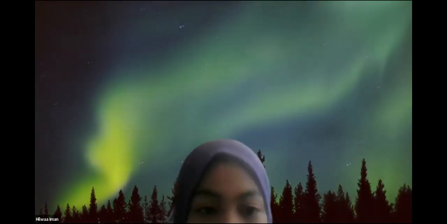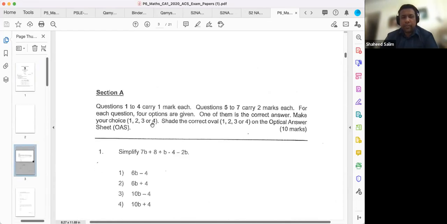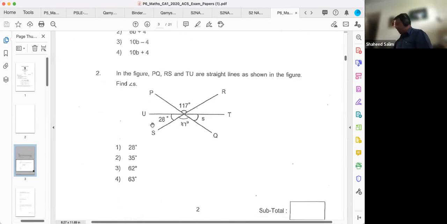Ratio, okay. All right, we will revise, we'll do like a CA1 paper, we practice, okay? Let's see, where is it? Algebra, not doing. You can try question number 2 first.